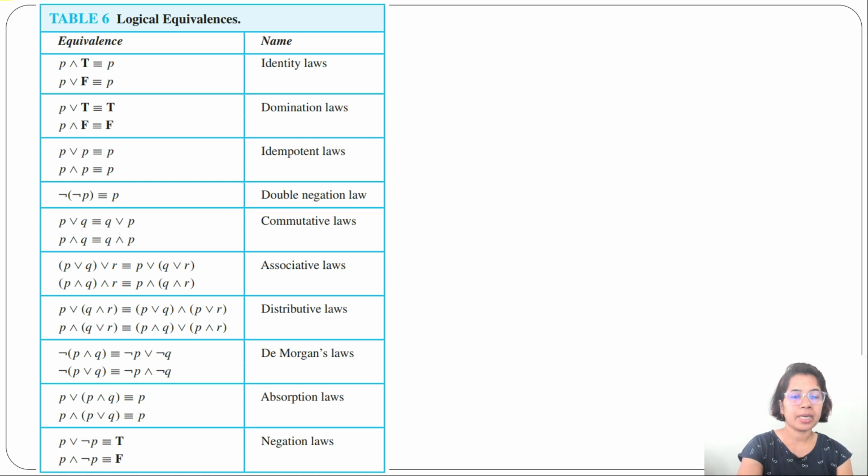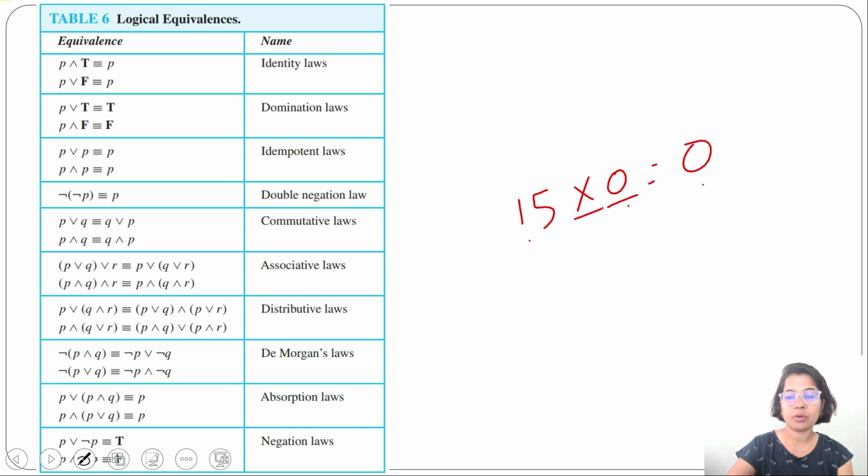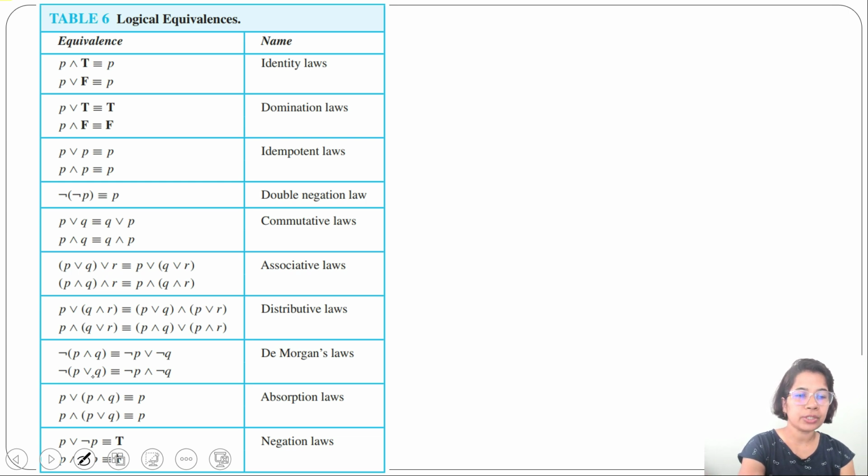Next is the dominance law. Suppose we multiply 15 with 0, it's 0. Any number multiplied by 0 will be 0. So 0 is dominant over multiplication. Now P or true will be true. So any proposition or true will be true, and any proposition and false will be false. So true is dominant over or, and false is dominant over and.